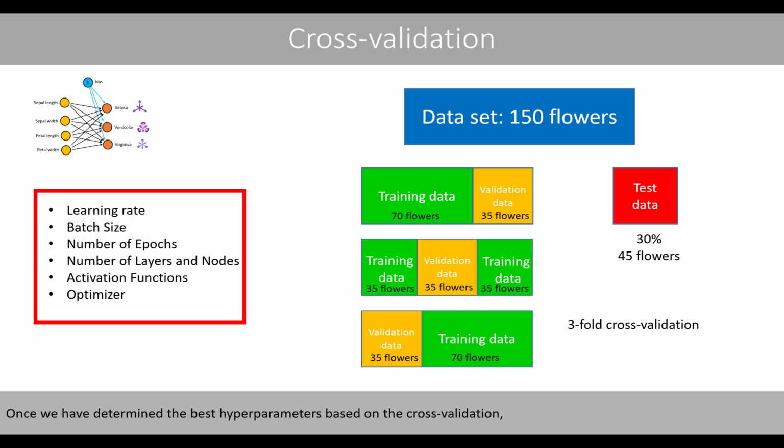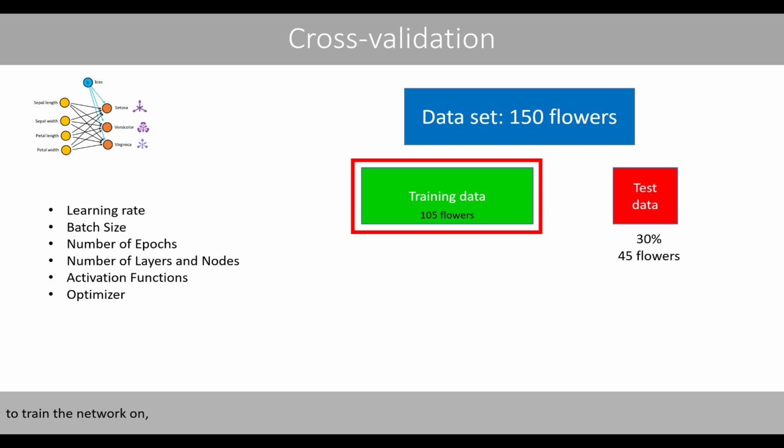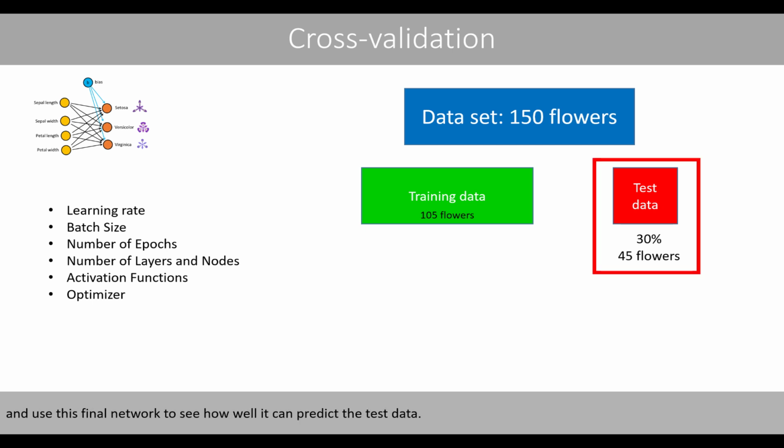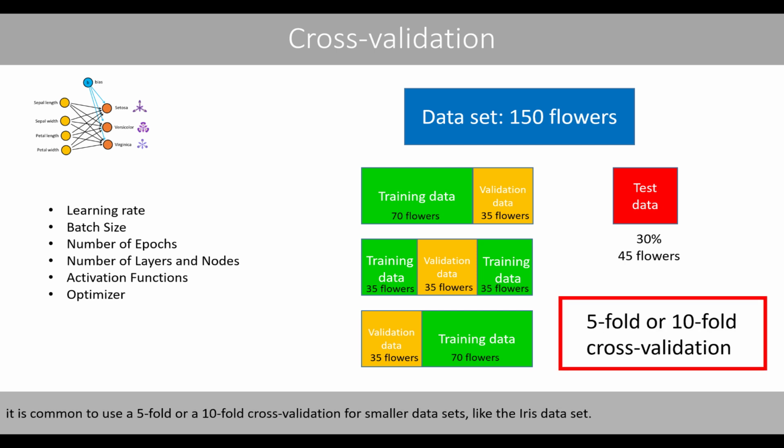Once we have determined the best hyperparameters based on the cross-validation, we use all the 105 flowers to train the network, and use this final network to see how well it can predict the test data. Instead of using a threefold cross-validation as shown in this example, it is common to use a fivefold or a tenfold cross-validation for smaller datasets, like the iris dataset.